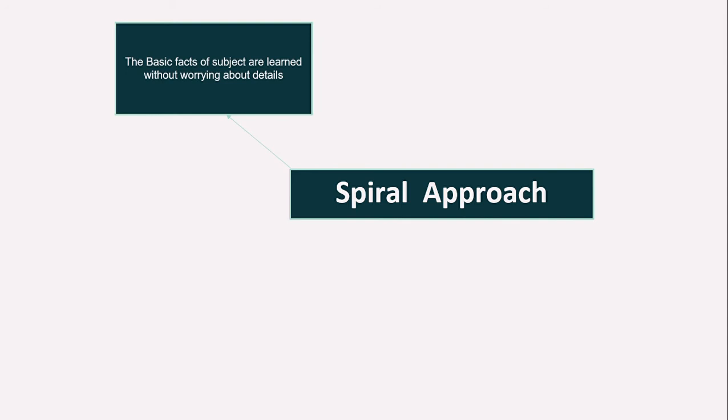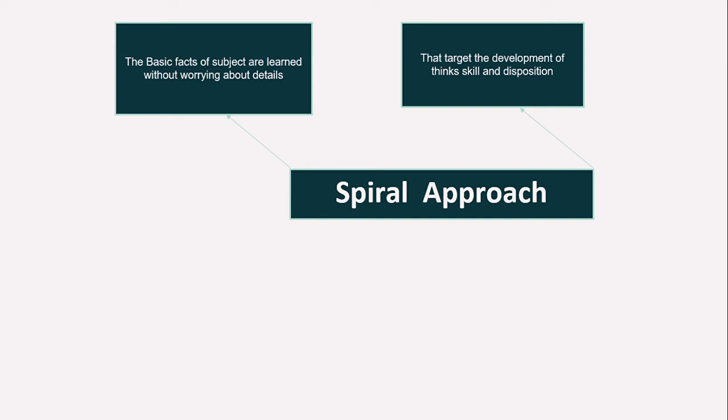The basic facts of the students are learned without worrying about the detail. So, as much as possible, when using a spiral approach, focus on the importance, focus on the facts, focus on what is true and what they can use as a foundation in going to abstract. Next, target the development of the skills and disposition. So always remember you have your own objectives on what to focus on for the children.